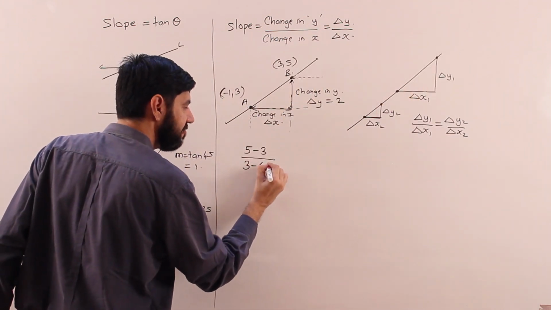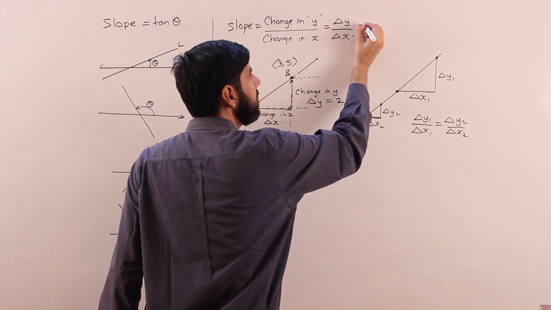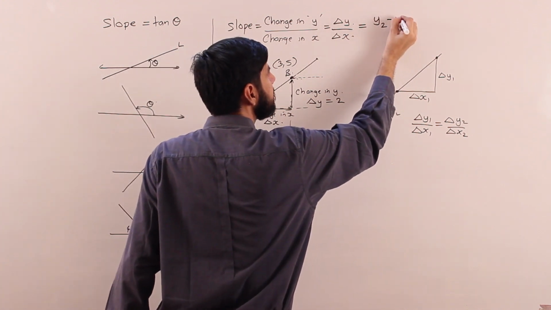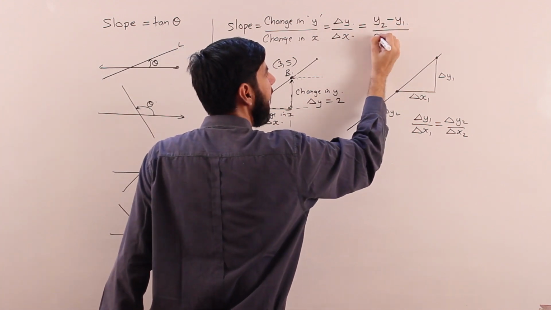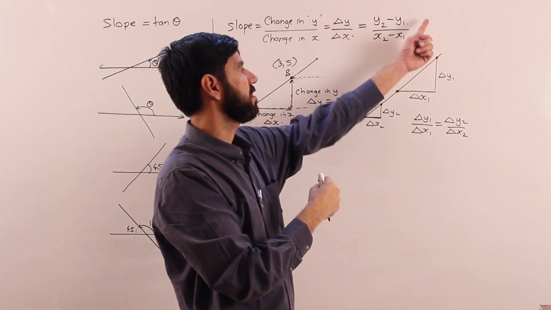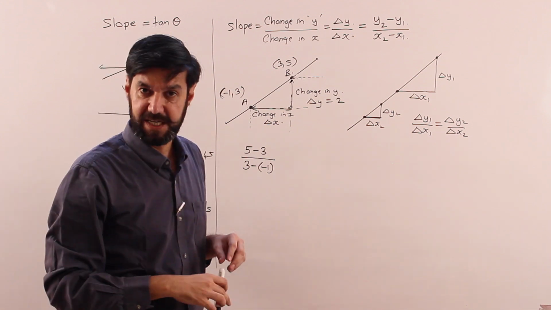If I do minus of minus 1, which is a 4, right? So you could even write this in the textbook style as y2 minus y1 over x2 minus x1. This is how it is written in most textbooks. Slope m is nothing but y2 minus y1 over x2 minus x1.